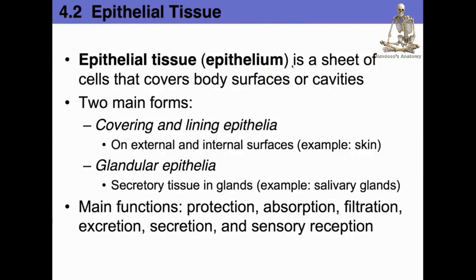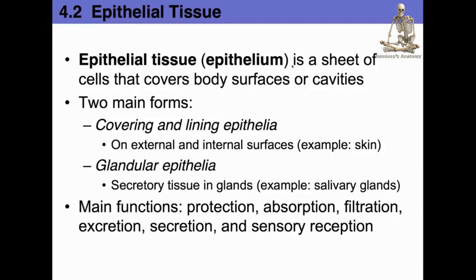As per the function of the epithelial tissue, its main functions, as we already discussed, are protection, absorption, filtration, excretion, secretion, and sensory reception. As you have studied in your skin chapter, sensory reception is performed by the skin, and the skin also performs the function of secretion by sweat and oil glands. The other functions, excretion, filtration, absorption, and protection, we will discuss in detail as we go further.